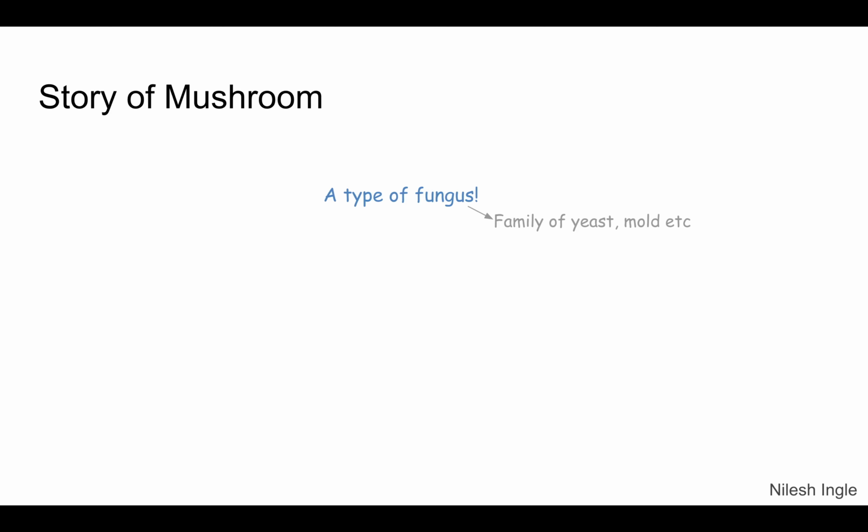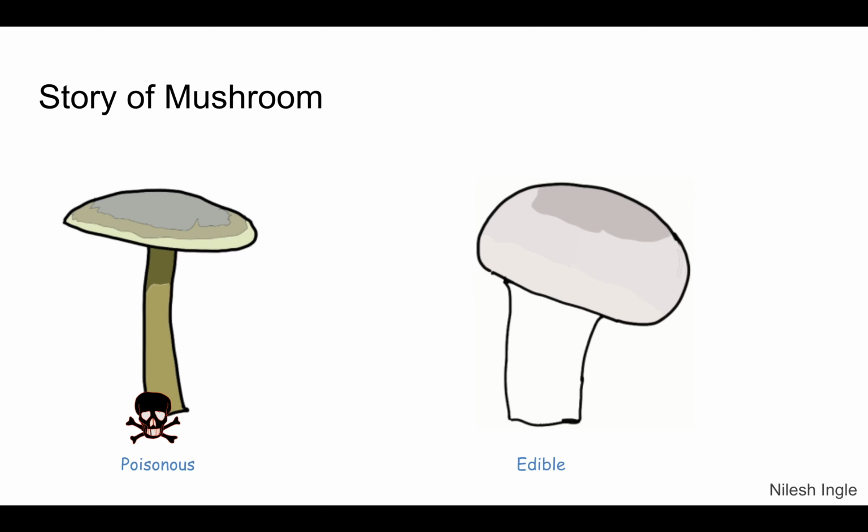And what a mushroom is, you probably already know this. It's a type of fungus that belongs to the family of yeast or mold. There are edible types which can be used as food, so you can eat those mushrooms, and there are other types which are poisonous, which you definitely don't want to touch. So how do we differentiate between a poisonous mushroom and an edible mushroom?